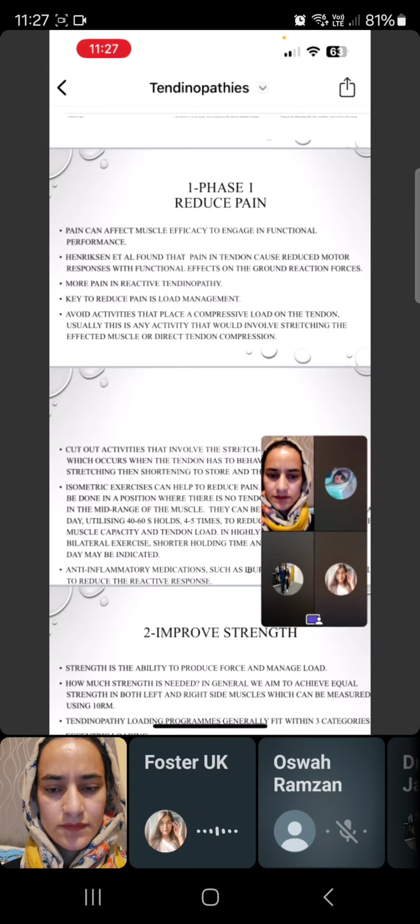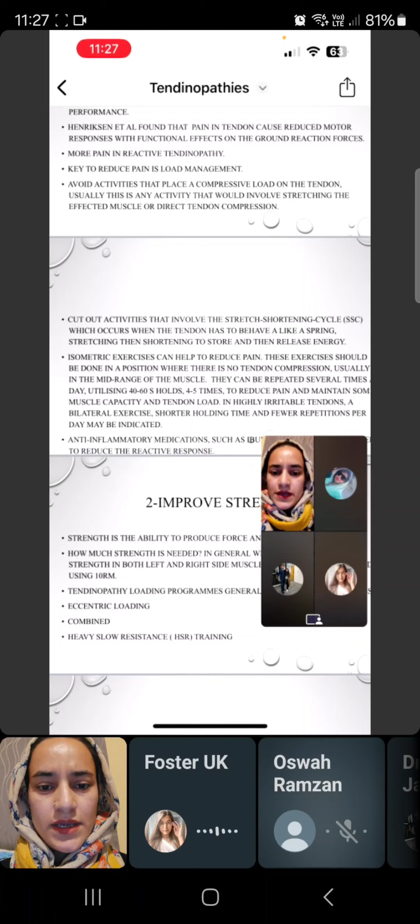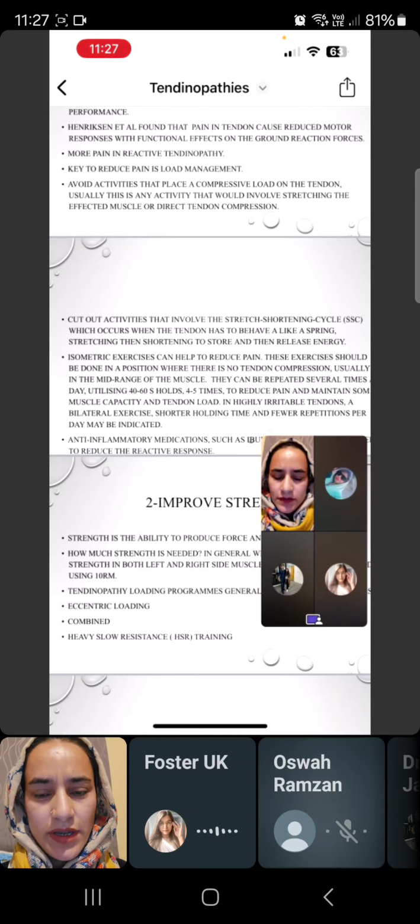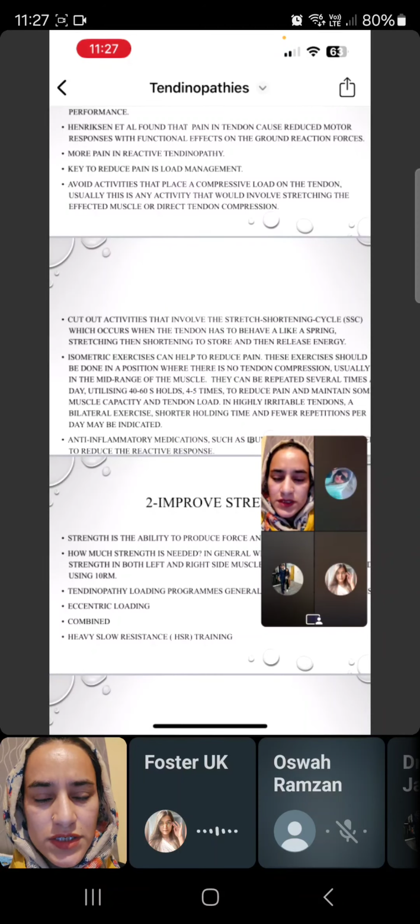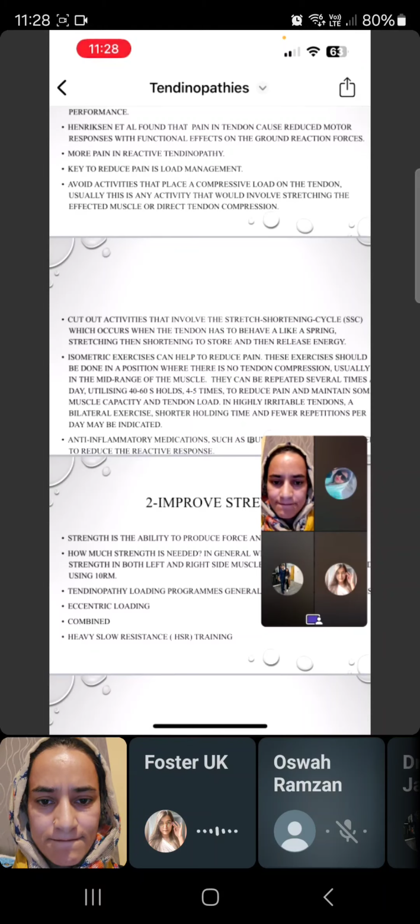Cut out activities that involve the stretch shortening cycle. Does anyone know about that? Yes, I do have an understanding of that. When we talk about the rehab program, or how to work on load management strategies for tendon rehabilitation, the important thing is to focus on the stretch shortening cycle of the tendon. In simple words, you can say it's more of a reflex, a stretch reflex.